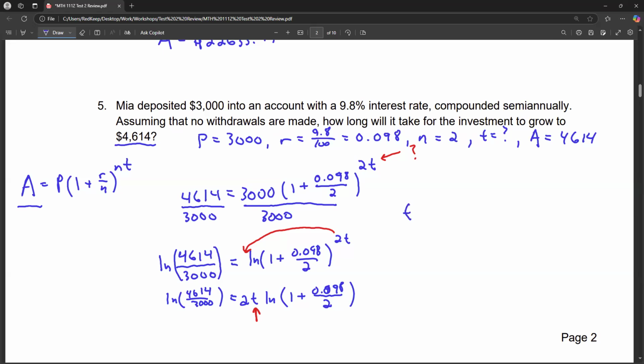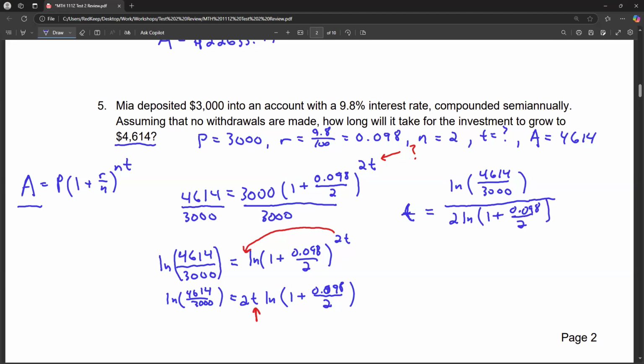And I'm just going to reorder this. Put the t here, and then the left side initially was that natural log of 4,614 divided by 3,000. I'm putting it way up here because I have to divide everything by the 2, and then there's this other natural log, 1 plus 0.098 divided by 2. Sorry, my handwriting is getting a little sloppy on this edge here.